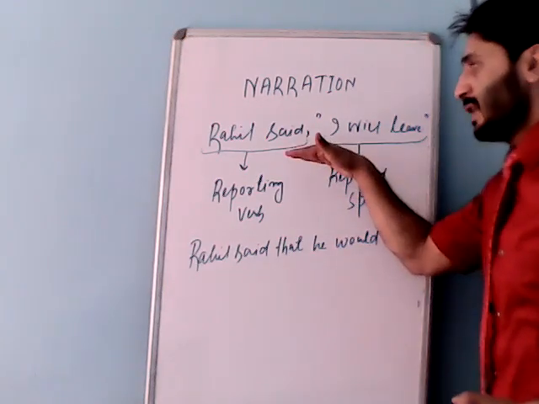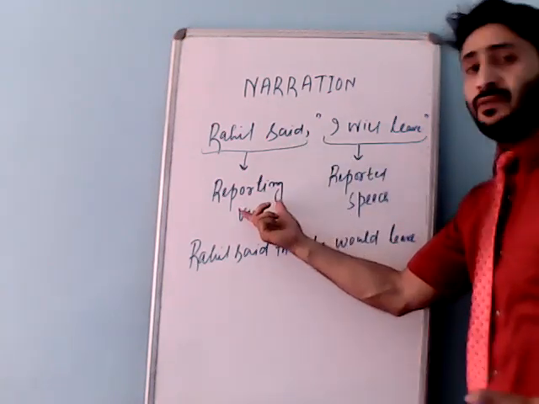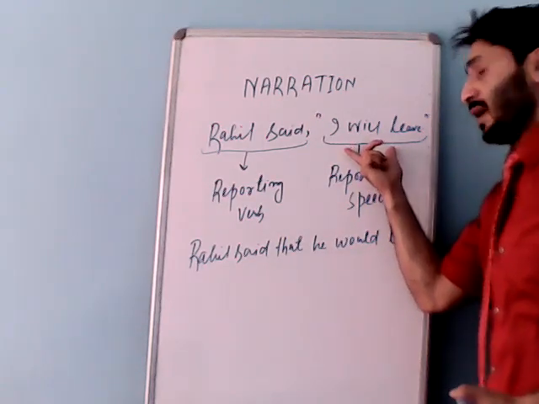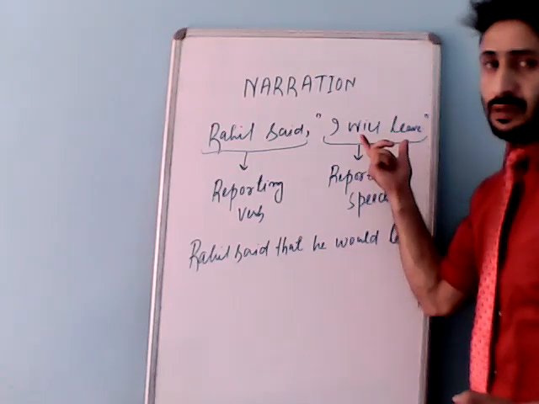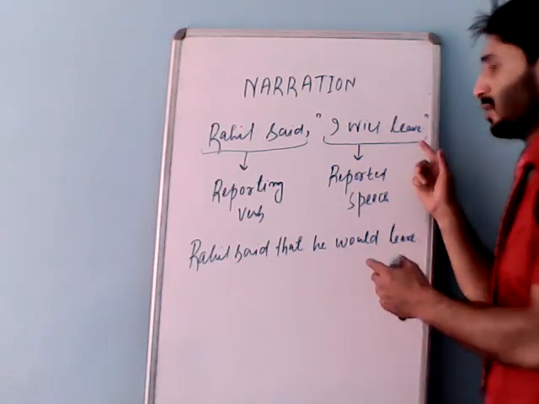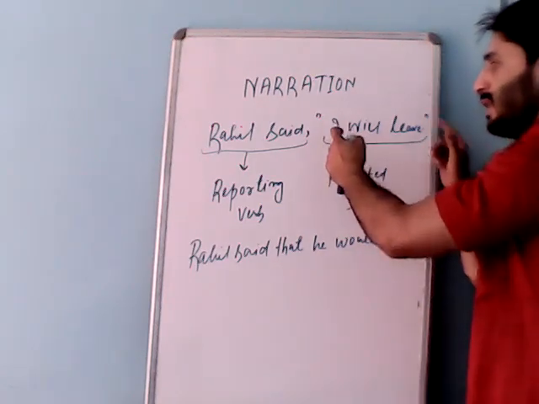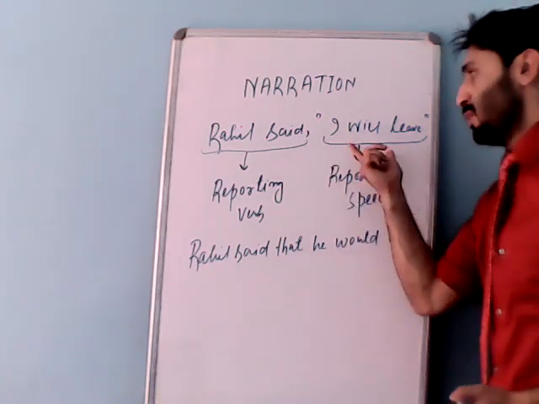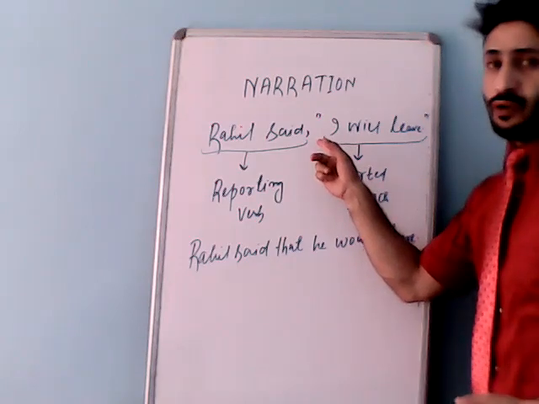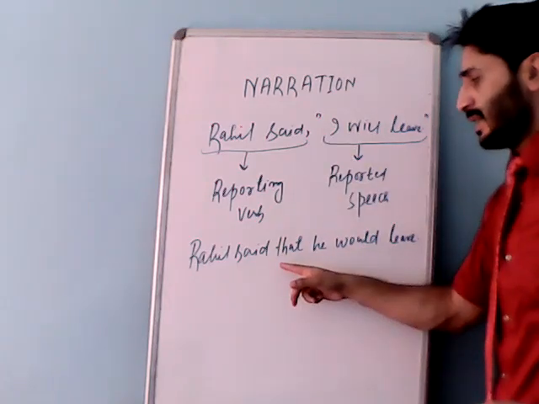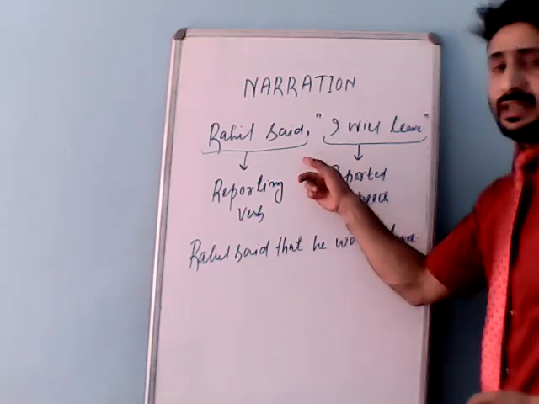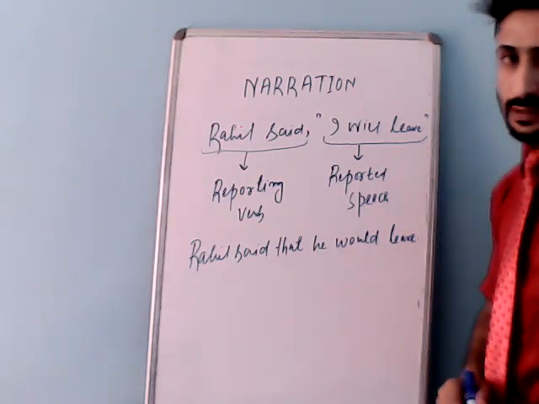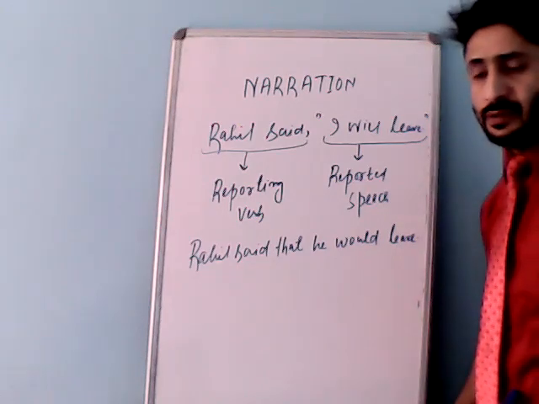So in direct speech we have two parts, the reporting verb part and the reported speech part. The reported speech part contains the exact words of the speaker, and we put them within the inverted commas. Second thing, the reporting verb part and reported speech part are separated by a comma. If we see the indirect speech of this sentence, there is no use of comma and no use of inverted commas. I hope you got it.